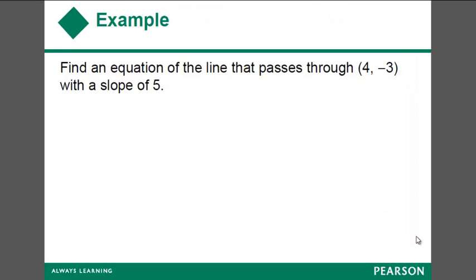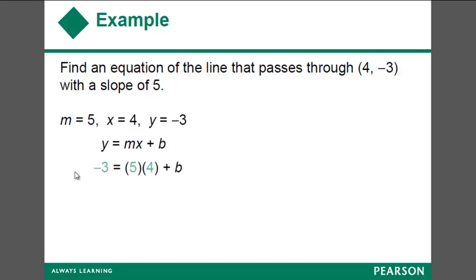Find an equation of the line that passes through the point 4, -3 with a slope of 5. So actually we already have the slope in this equation. We just do not have the y-intercept. So what we're going to do is use the points: m is equal to 5, x is equal to 4, y is equal to -3. I'm using those from the point given. We will plug these values into the equation y is equal to mx plus b. So I now have -3 is equal to 5 times 4 plus b.